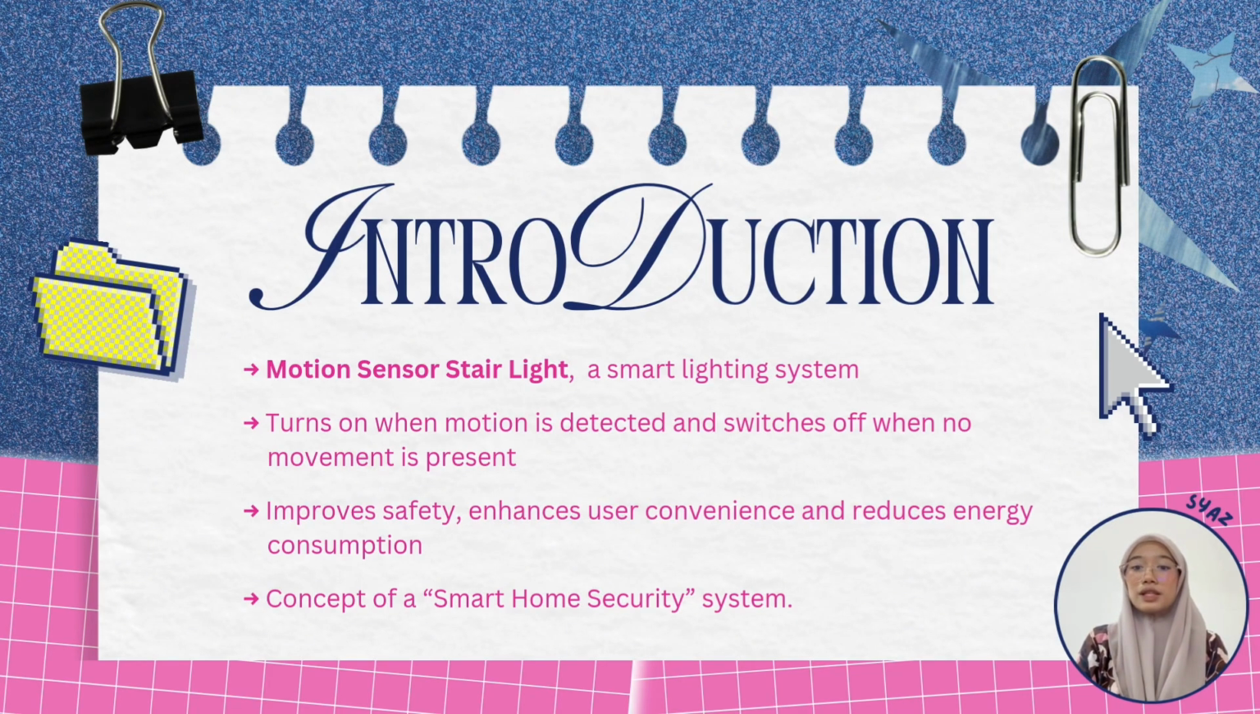Safety is an important aspect of every home, especially in areas such as staircases. Many houses still rely on manual lighting, which may increase the risk of accidents when lights are forgotten or not switched on. So, we introduced motion sensor Stair Light, a smart lighting system that automatically turns on when motion is detected and switches off when no movement is present. The system improves safety, enhances user convenience, and reduces energy consumption, supporting the concept of a smart home security system.